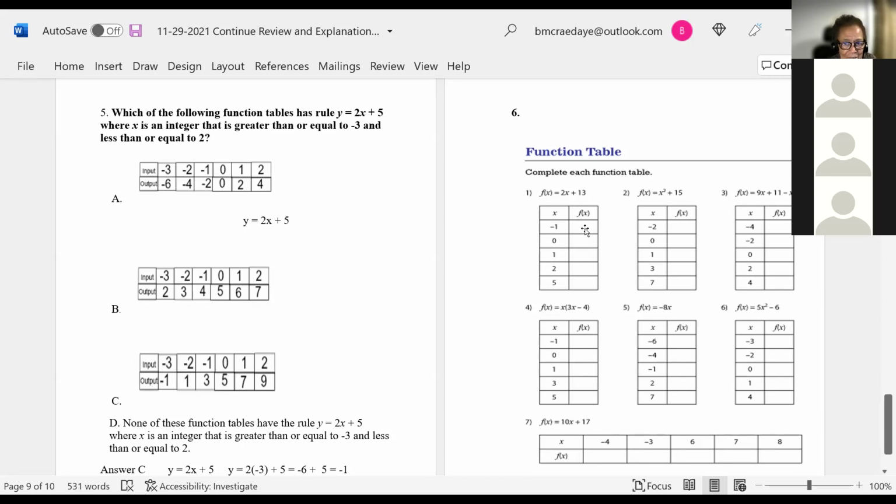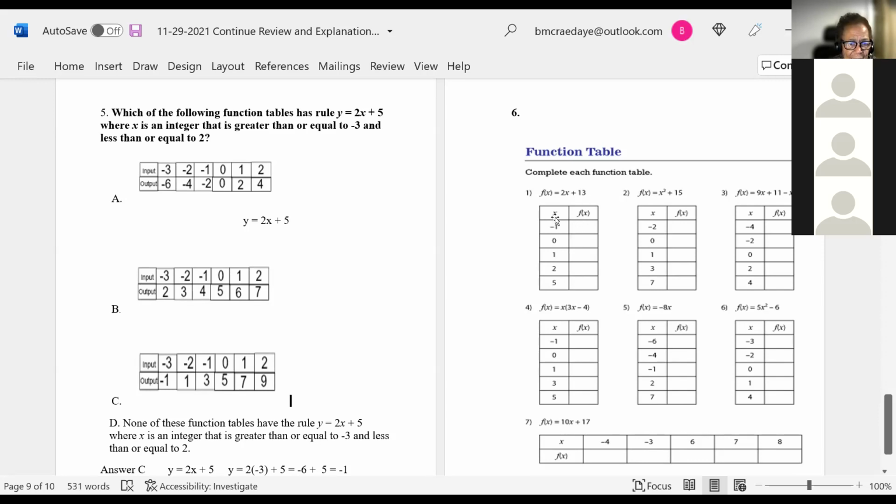Is that clear, Audrey? Where is that? I didn't see that part. You don't see the function table? Yeah, I see the function table here. And you see F of X equal 2X plus 13 for number 1? No, I see that. Okay, let me see. I don't know where you are. Okay, yes, you see the tables now. Okay, so F of X is 2X plus 13, right?